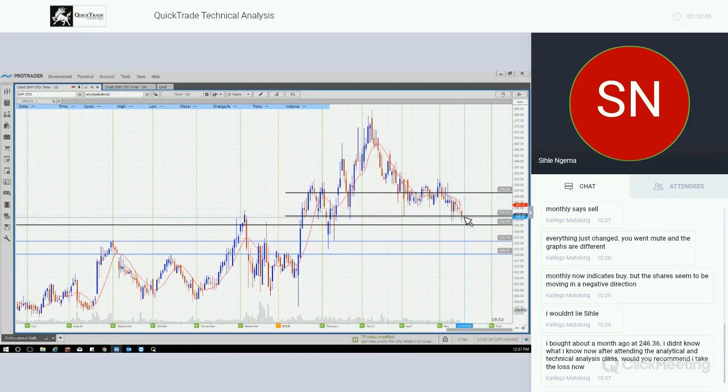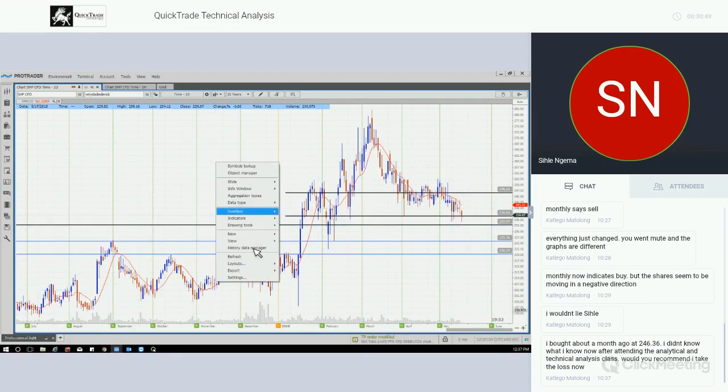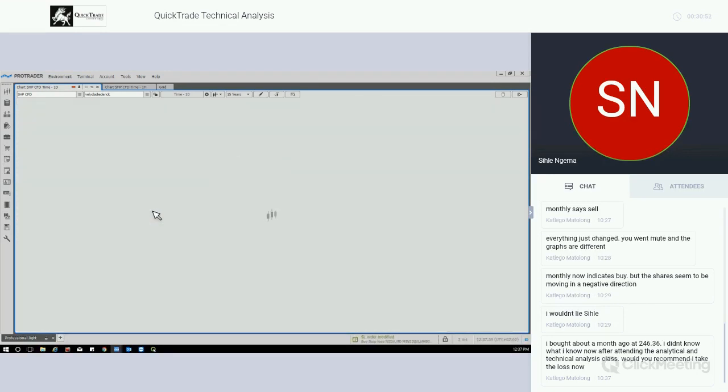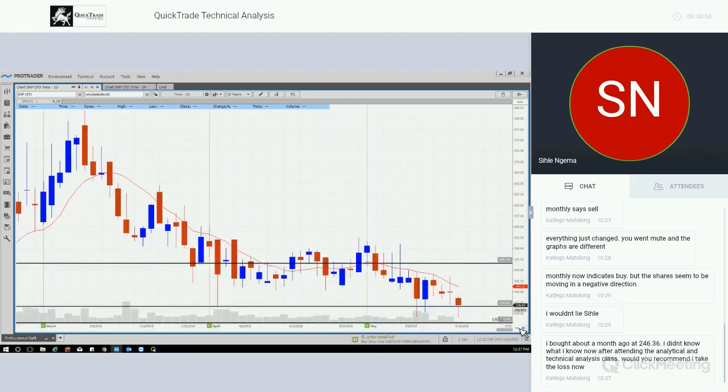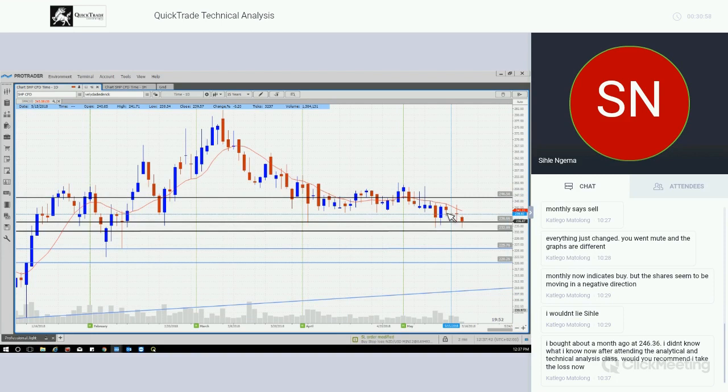So right now, I do not think that looking at a buy on ShopRite is a good idea. It's not a good idea at the moment. It's still under a little bit of pressure. As you can see, we are trading below our moving average. We're trading below that overhead resistance there at the top.